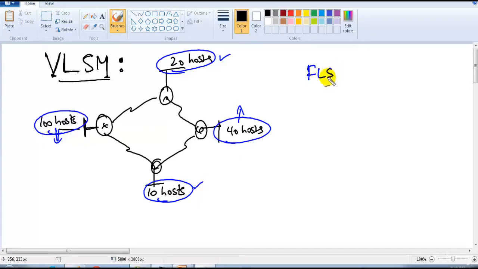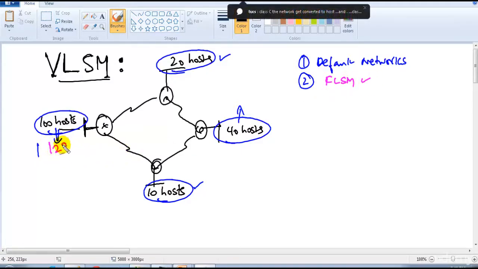If I go with FLSM, normally in this scenario we will never go with default networks. If I use default networks, I have to use the 192.168.1 network here, 192.168.2 network here, 3 network, 4 network, which means out of 256 I'm using only 10. So we don't go with default networks because there is a lot of wastage. The next option is FLSM, where we can divide all the networks into equal sizes.